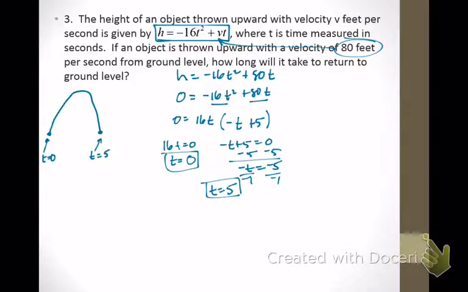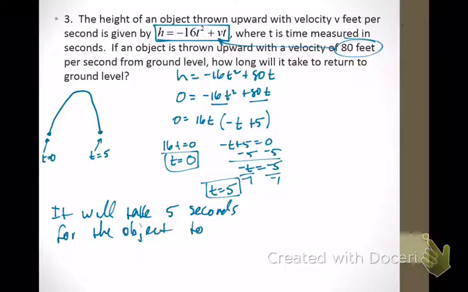So how long will it take to return to ground level? It takes 5 seconds. So a good sentence answer: it will take 5 seconds for the object to return to ground level. Okay? So here we didn't have to use the quadratic formula. We can just factor and solve that way.